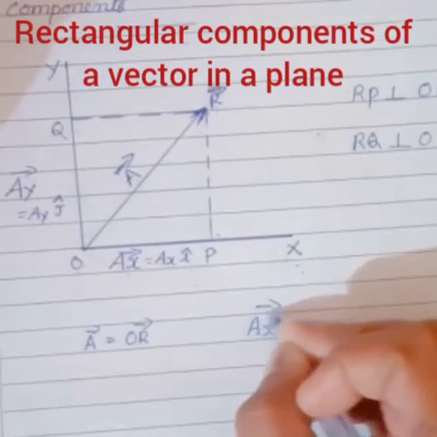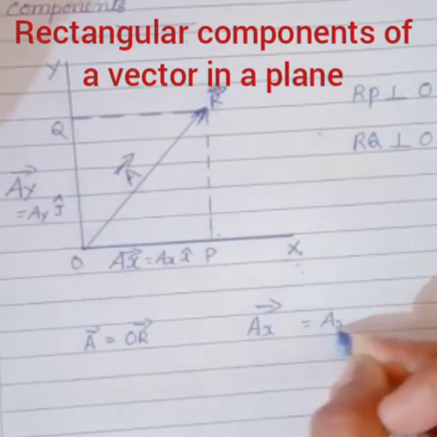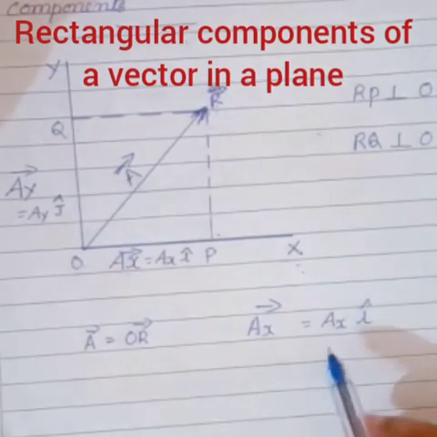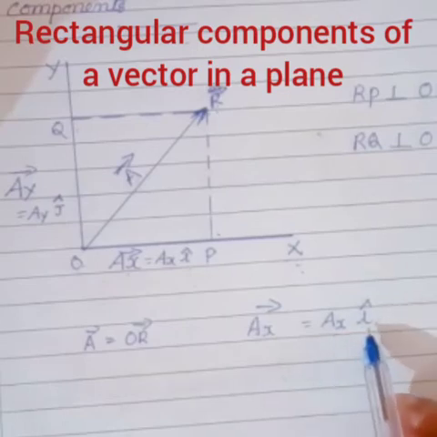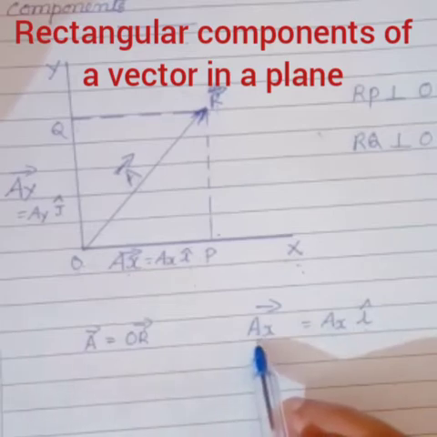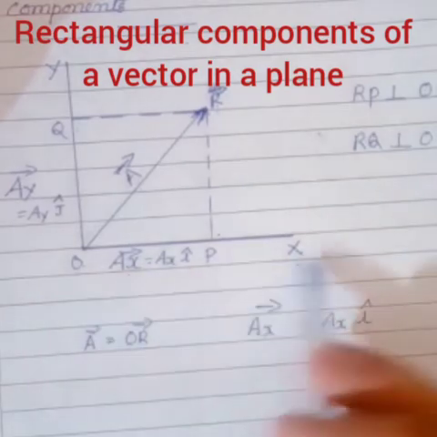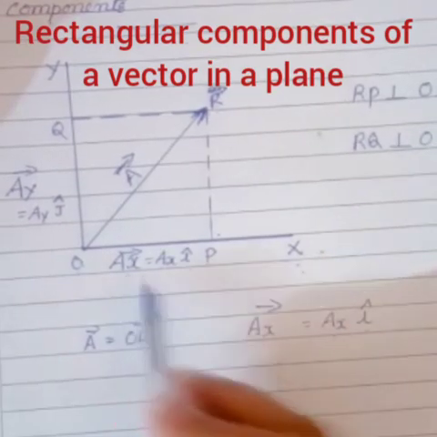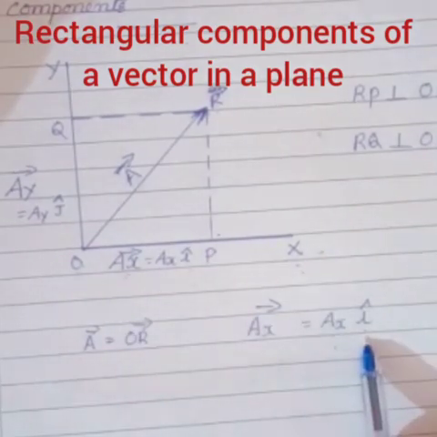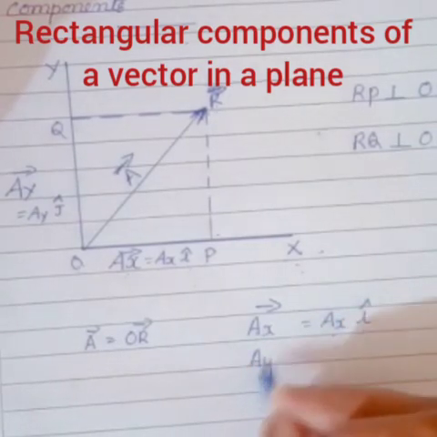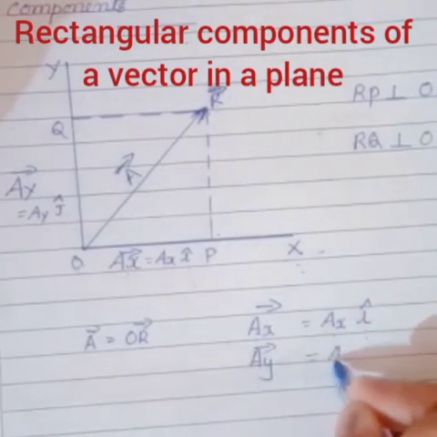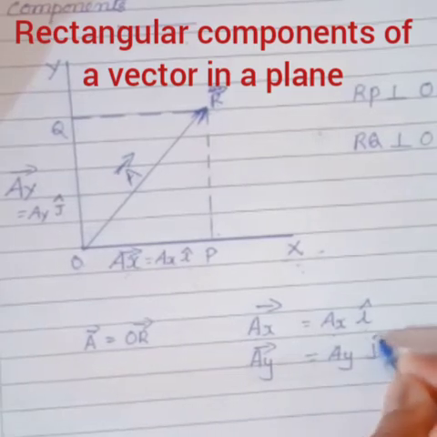Then from this you also know that vector Ax is equal to what? Ax into i cap. Is it correct? Ax is a scalar quantity, then it is multiplied with a unit vector, that is i cap, which is also a vector. So this component is vector Ax, which is equal to Ax into i cap. Okay. Then what about Ay? Vector Ay is equal to Ay into j cap.